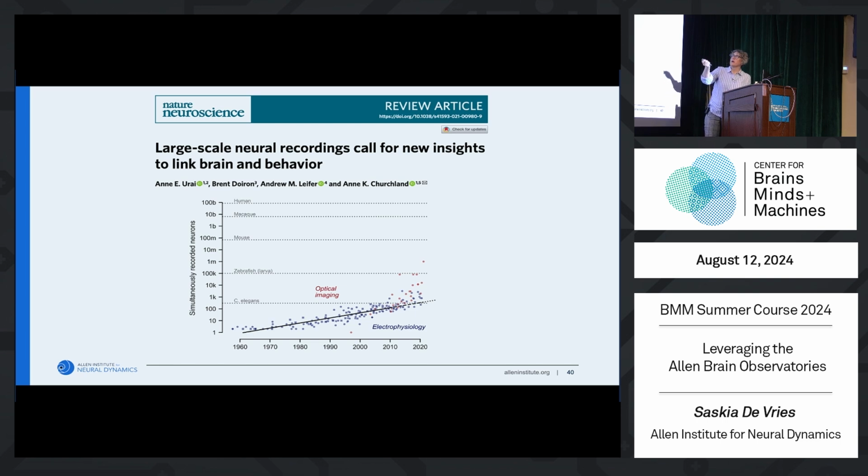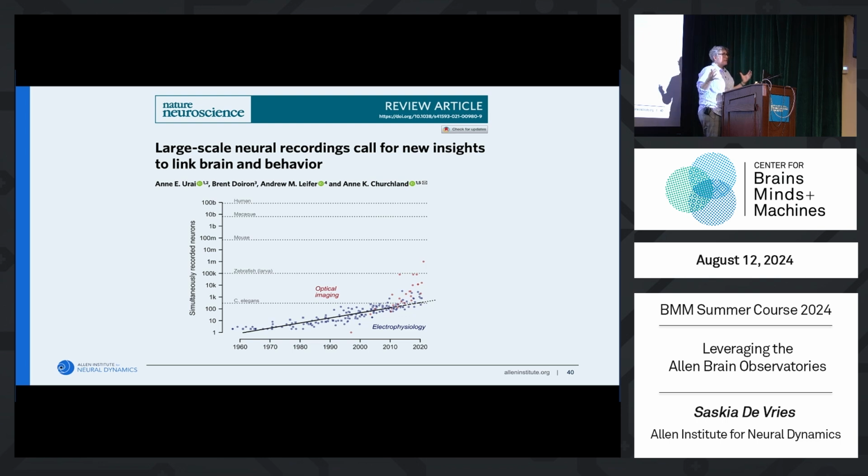I want to point you to a review article from a couple of years ago, titled "Large-Scale Neural Recordings Call for New Insights to Link Brain and Behavior." It's a great review that points out that in recent years we've increased the numbers of cells we record from. This is what's called a Stevenson and Kording plot, showing the number of simultaneously recorded neurons as a function of year. For a while this was doubling every 7 years. I think we've now broken that with new technologies developed through the Brain Initiative for dense electrophysiology and optical imaging, where we're really starting to deviate from that line.